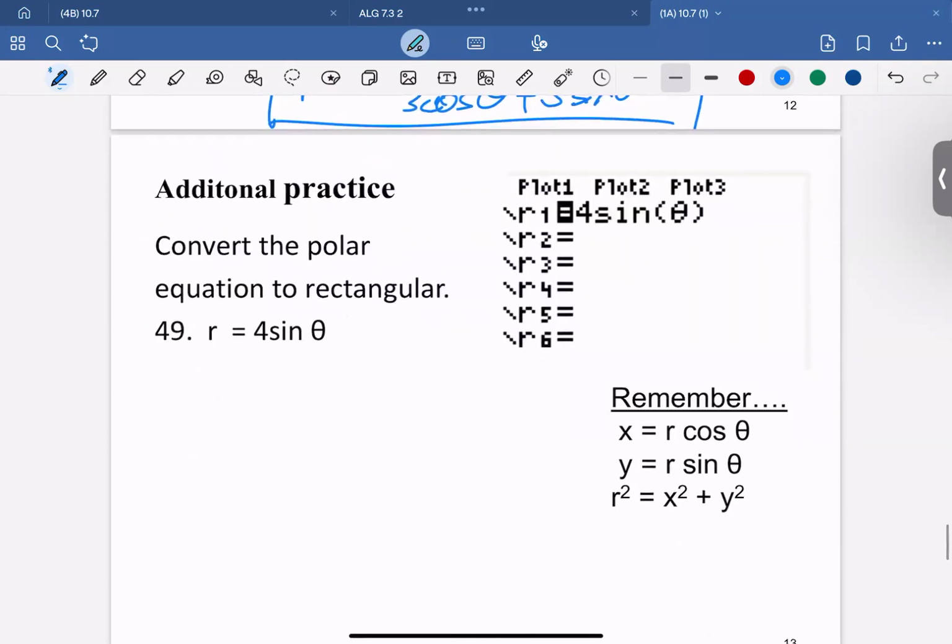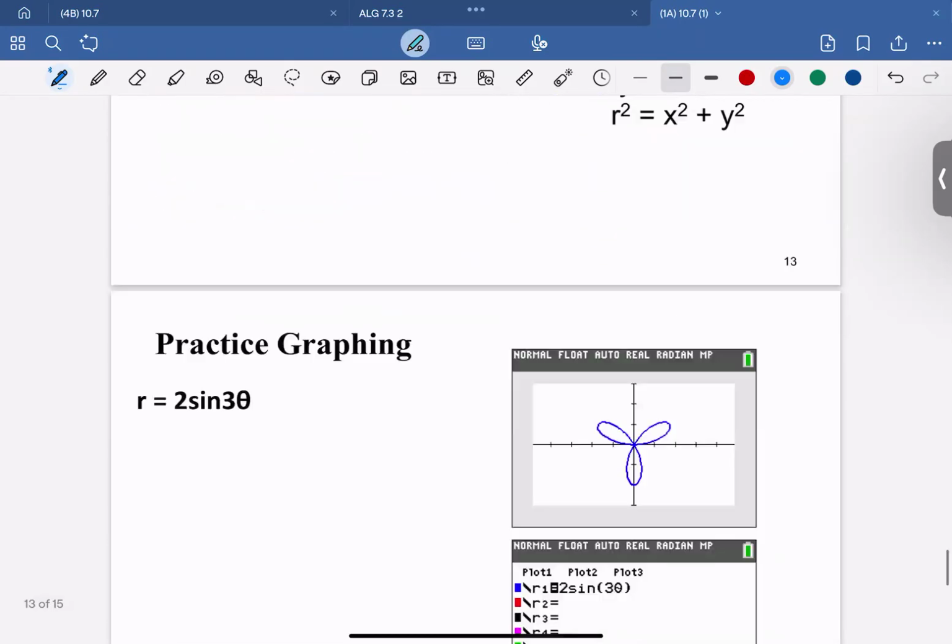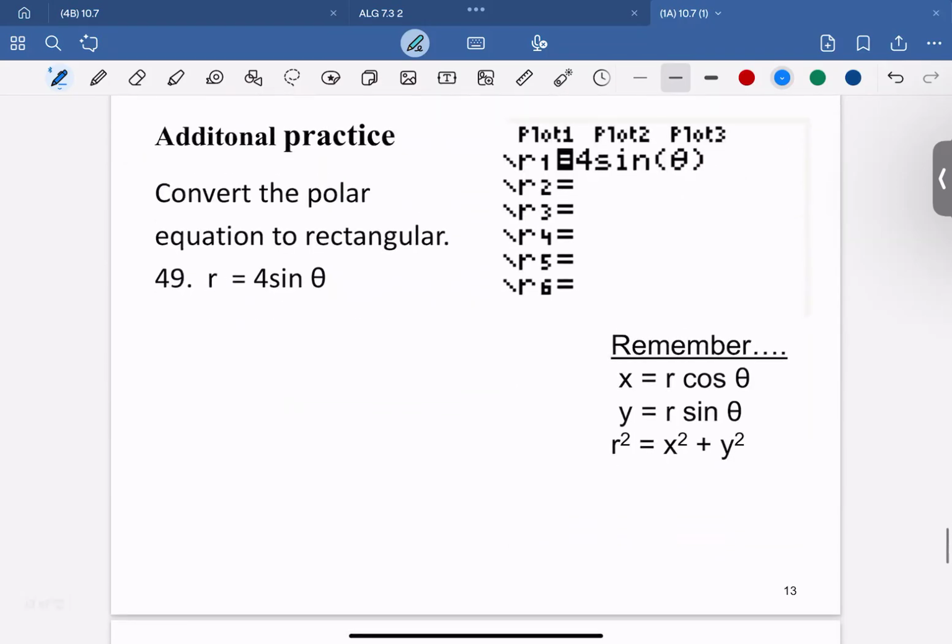Last part. I want you guys to just try plugging this into your, actually wait, hold up, never mind. This is actually the last practice. Yeah. Okay. Don't worry about graphing this one.